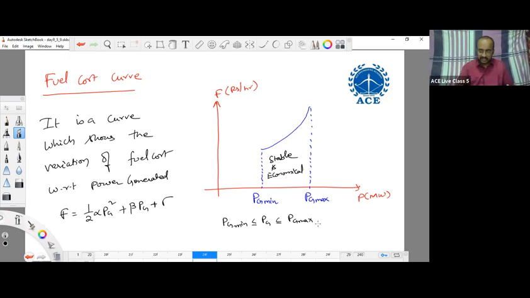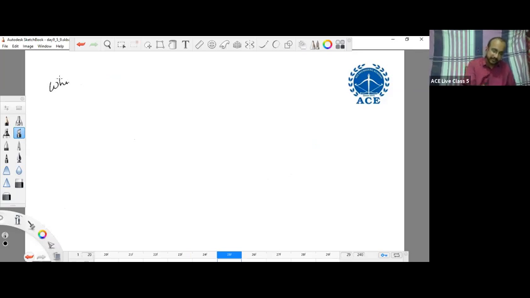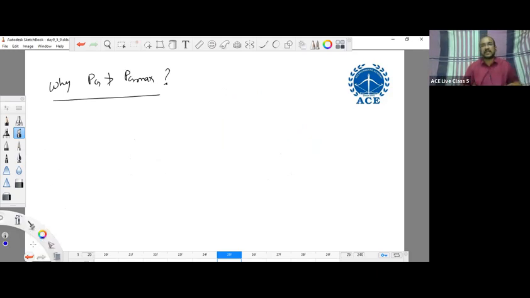Why are these limits there? Let us analyze. Why should Pg not be greater than Pg max? What is the answer for that? What happens if you want to generate more than its capacity?